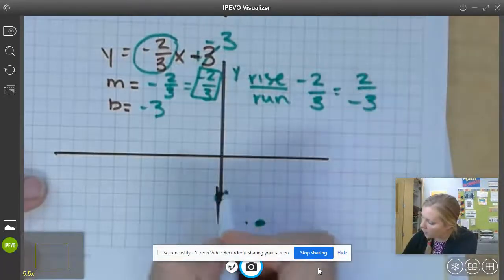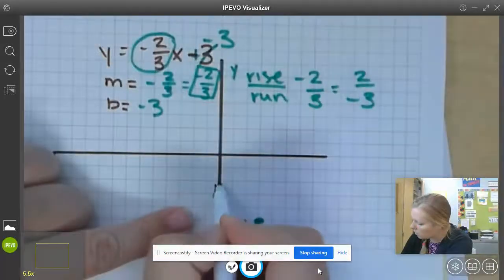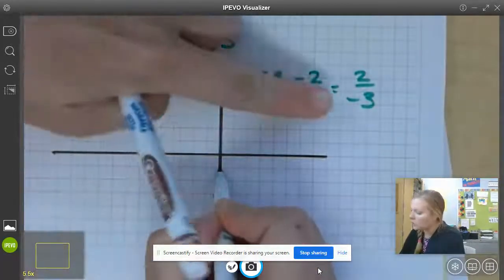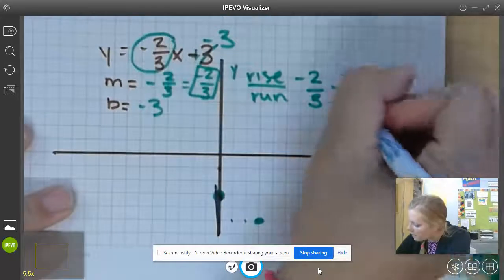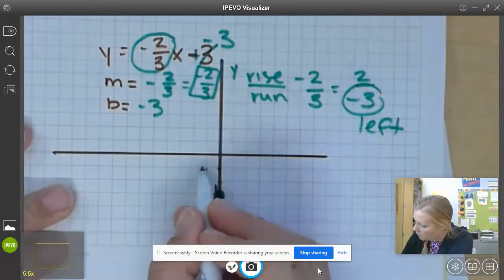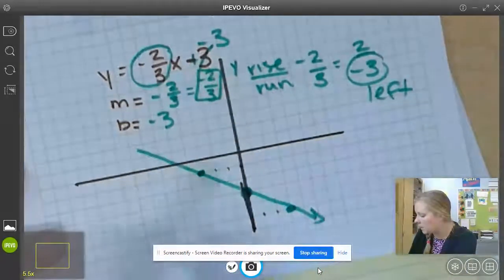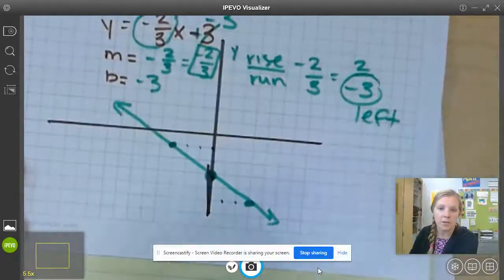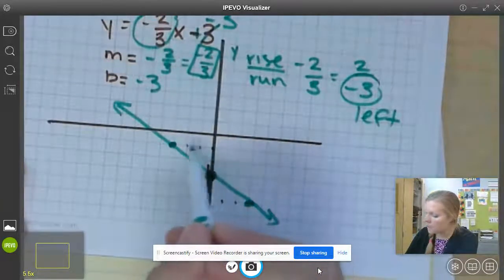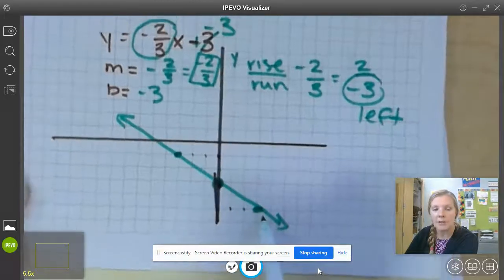This now says from the original point, if I wanted to use this slope, rise 2. 1, 2, go to the left 3. A -3 means go to the left. So I rise 2, I run 3. And do you see how these points are all in a line? So you can go either direction. You can go up and to the left or down and to the right, and you get the same line.